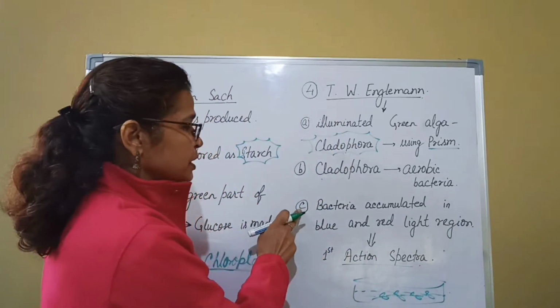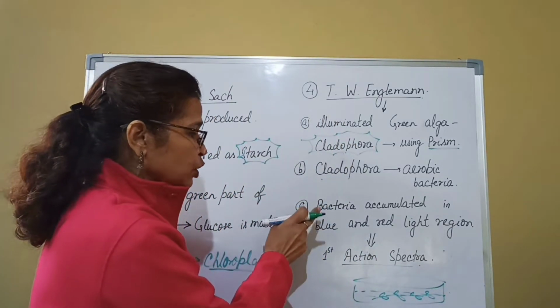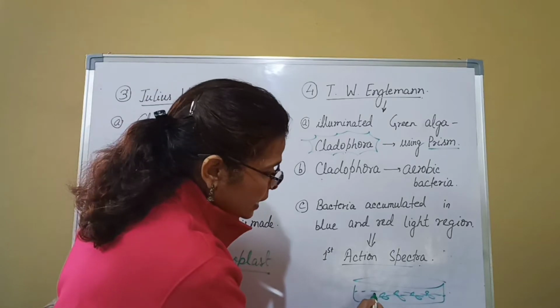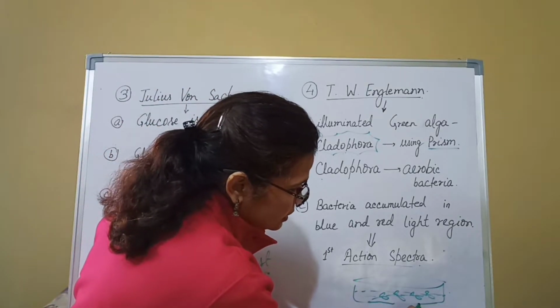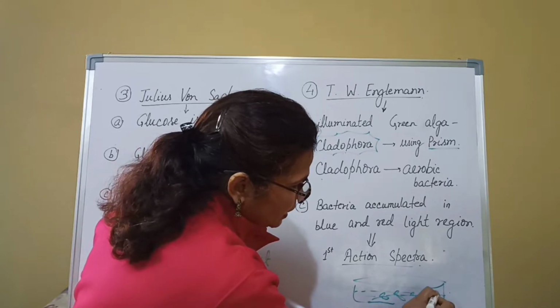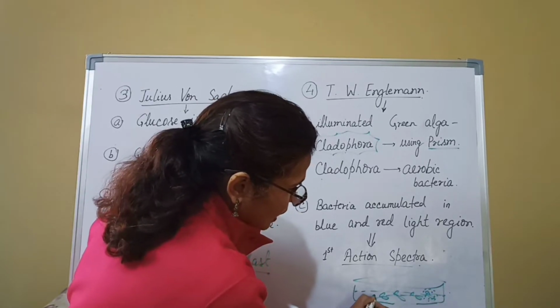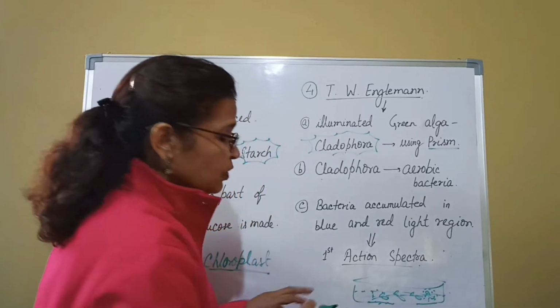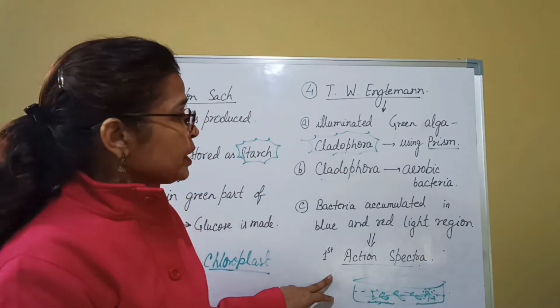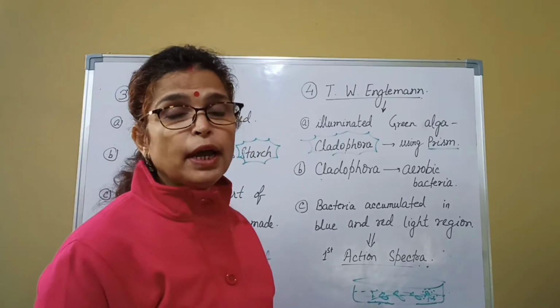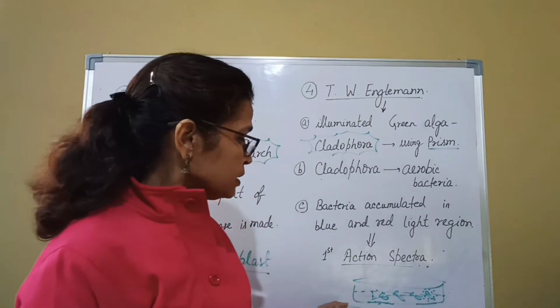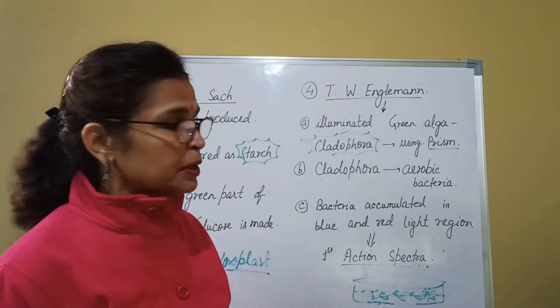So what he observed was that the bacteria accumulated in the blue and red light regions. Suppose this is the blue light region and this is the red light region. So the bacteria accumulated here and here. And this is the first action spectrum. He observed that the rate of photosynthesis is more in the blue and red regions. That is why this is called the first action spectrum.